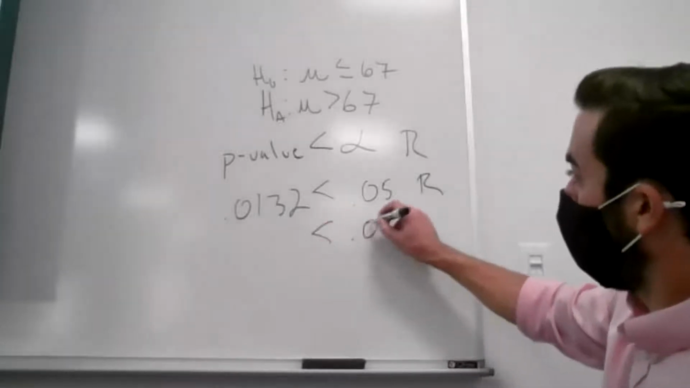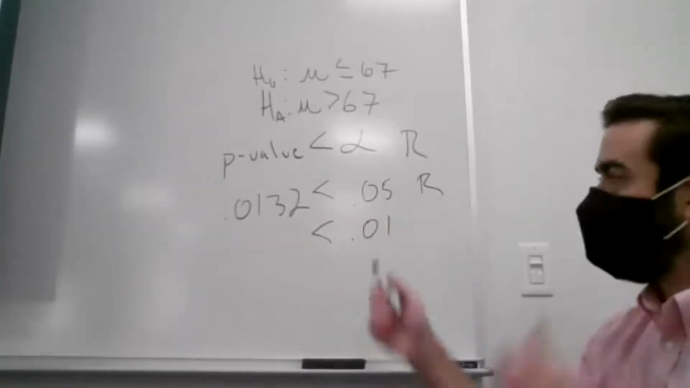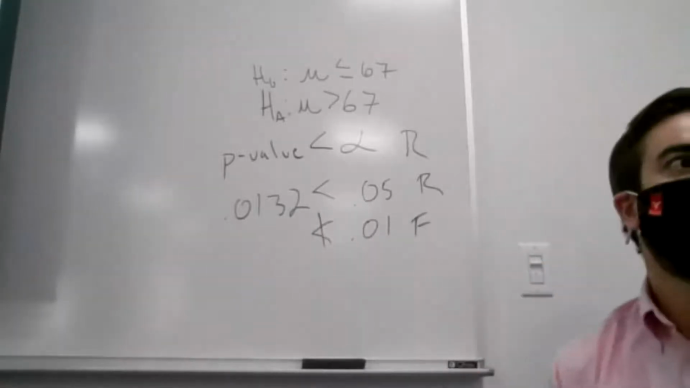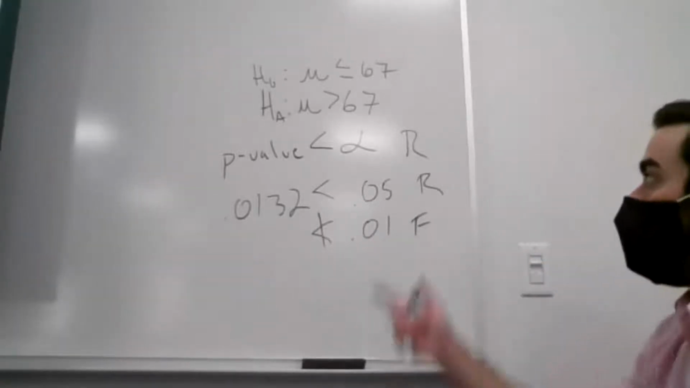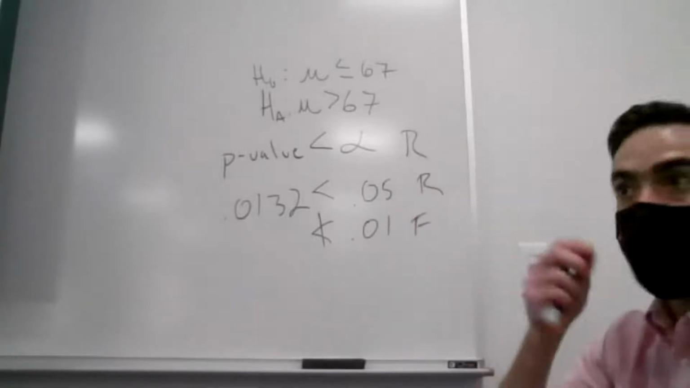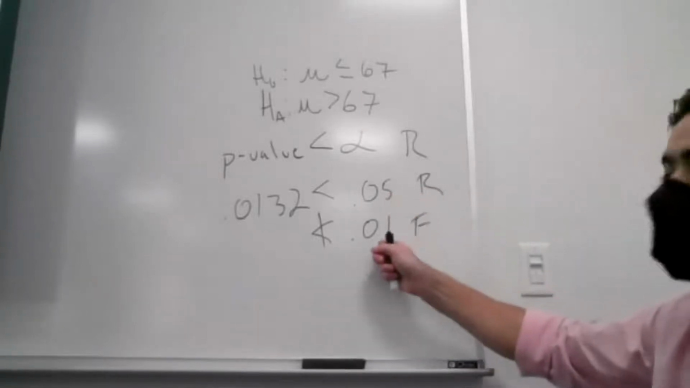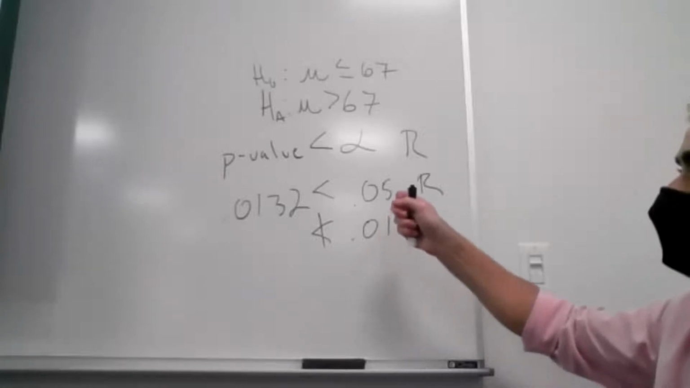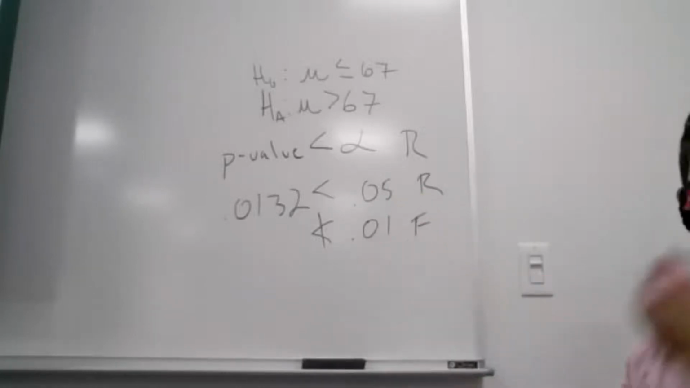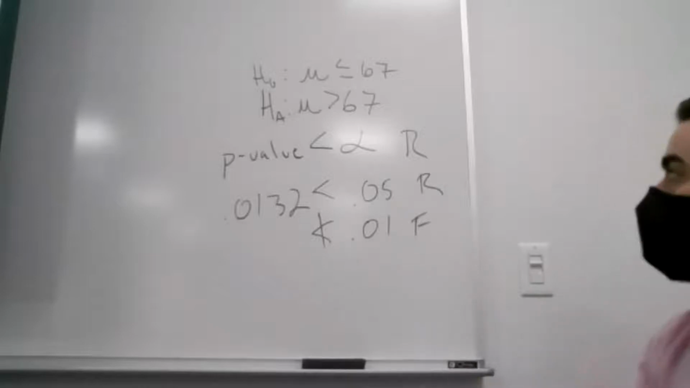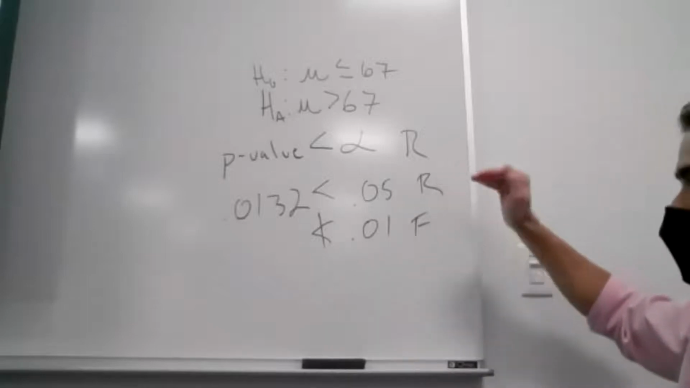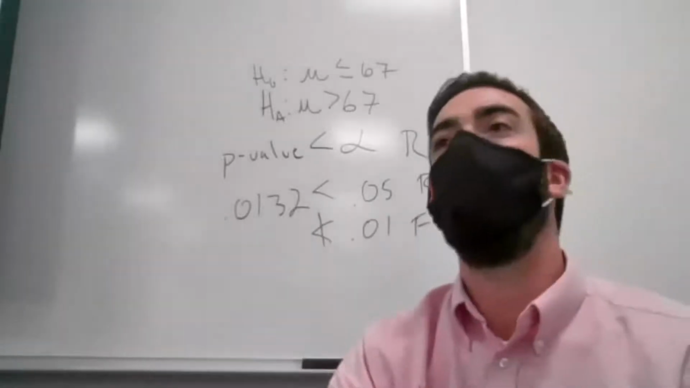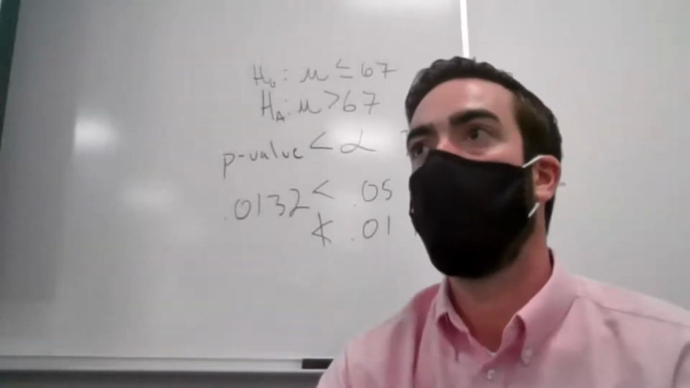What about 0.01? No. Just barely not, right? So there we would say we failed to reject. Now remember, these alphas correspond to significance levels. So the 5 and 1% significance level, or said differently, the 95 and 99% confidence levels. So with 95% confidence we can reject, but with 99% we fail to reject. We can't quite say it with 99% level confidence.